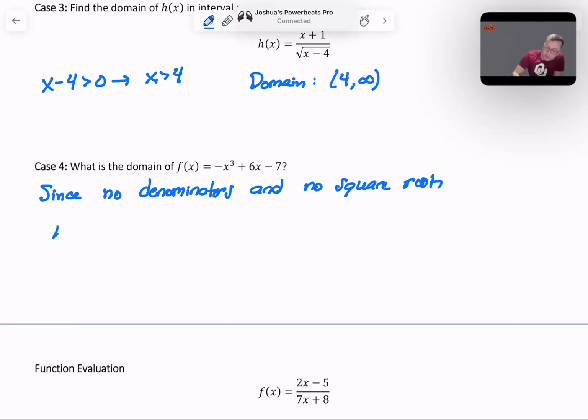this implies the domain is just all real numbers. Or if we want to write that in interval notation, i.e. it's minus infinity to infinity.